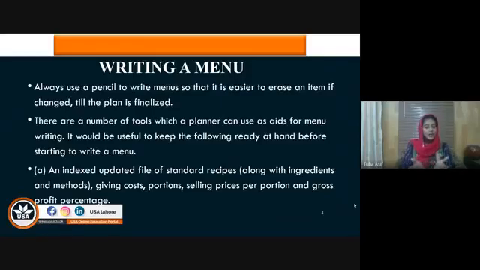What would be the selling price per portion, and what is the gross profit you will be making on that dish? As we know, the core purpose of an establishment is to make money. So if a dish is not giving you profit, then there is no need for that dish to be on a menu. So these things need to be very clear in your mind: what would be the cost, what would be the portion of the given dish, what would be the selling price, and what would be the profit you will be making out of that dish.